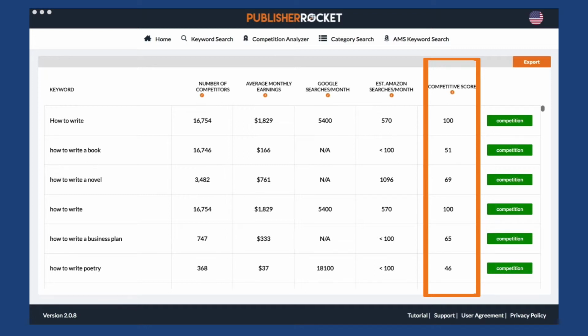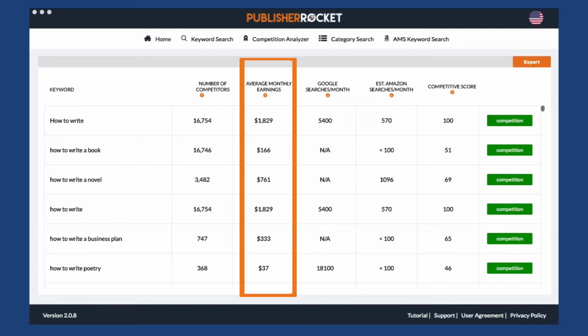The next set of numbers is the average monthly earnings. This averages the top 5 books' monthly earnings that rank for that keyword and provides it here.